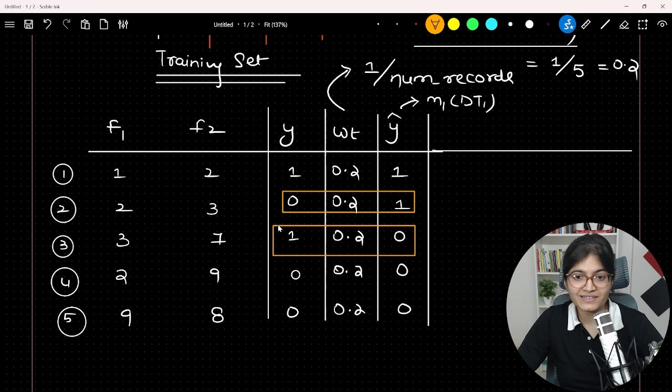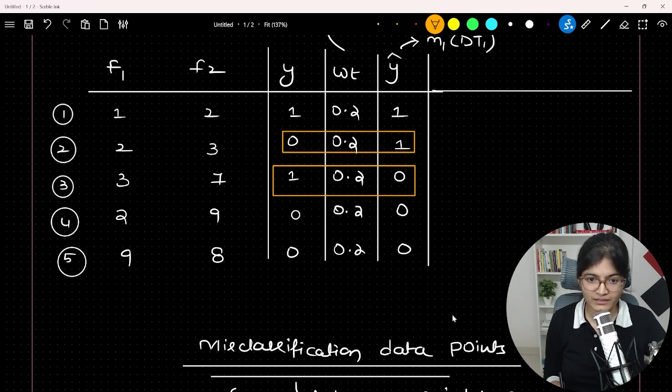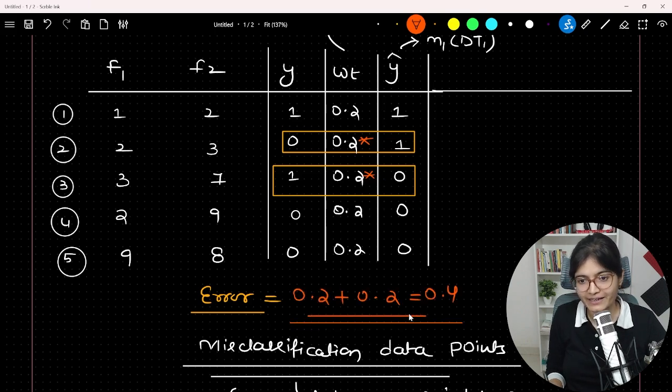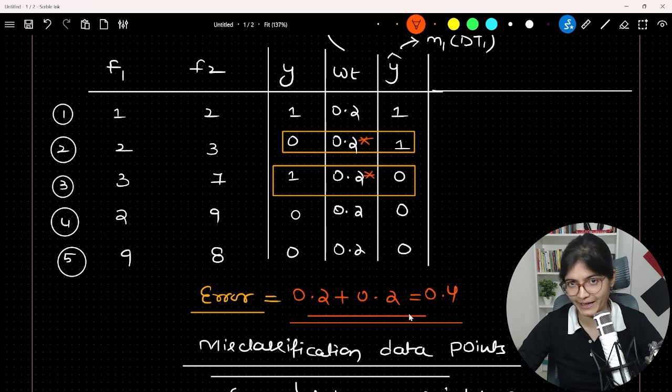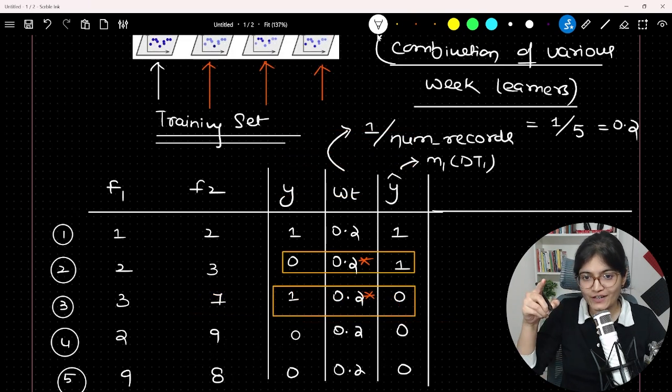Or in other words, you can say it's an error. So if I ask you what is the total error of our model, in Adaboost, error is the summation of the weight values which are misclassified. So it is 0.2 plus 0.2. If you add these 2 numbers, this is the total error in your DT1 model. Make sense?